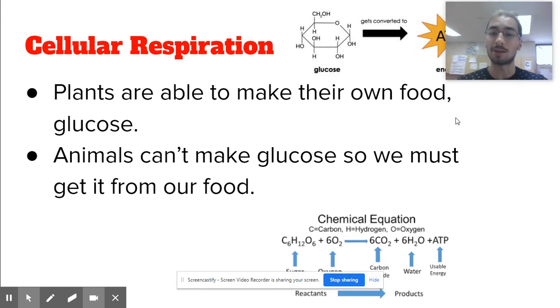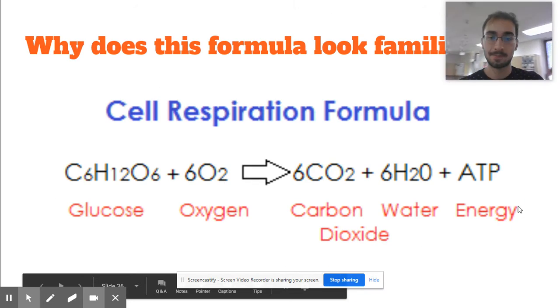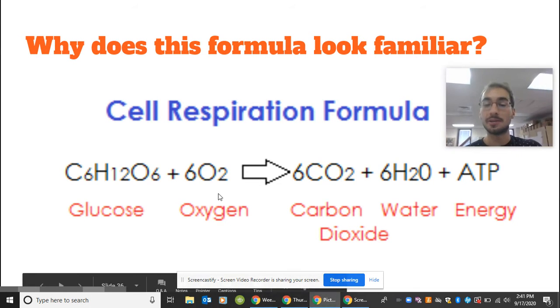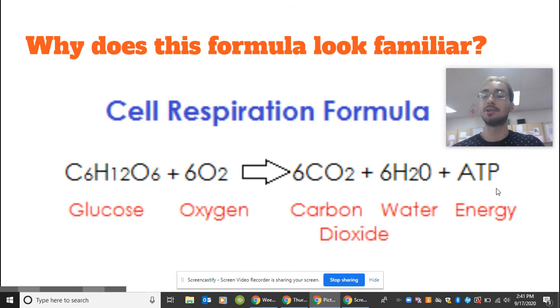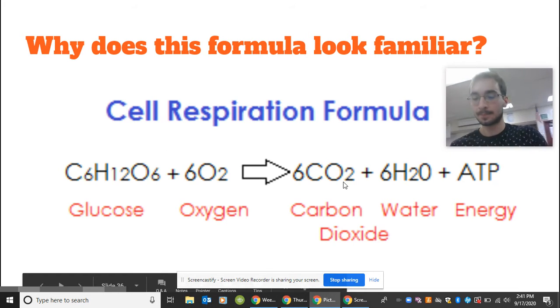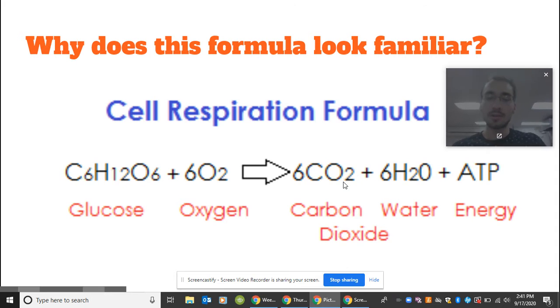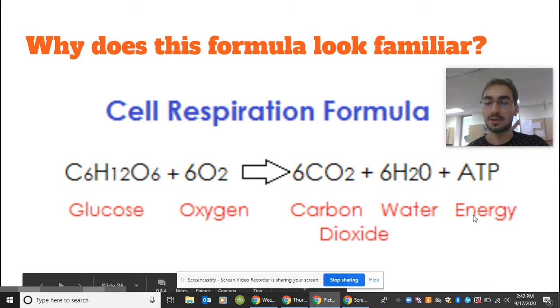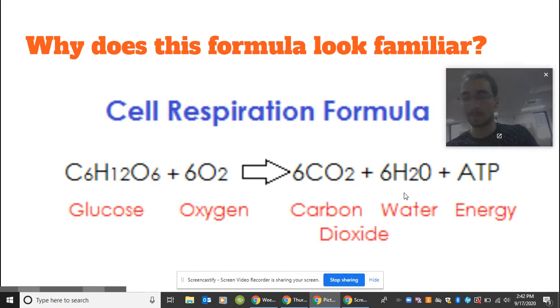So remember, plants make their own food, glucose, and we need to eat glucose to survive. So look at this equation. We have glucose and oxygen going into carbon dioxide, water, and ATP, or energy. And I want you to think, why does this look familiar? And then in your notes, write down glucose, oxygen. These are the two things that we take in. And then carbon dioxide, water, and energy, or ATP, are the 3 things we get out of respiration.